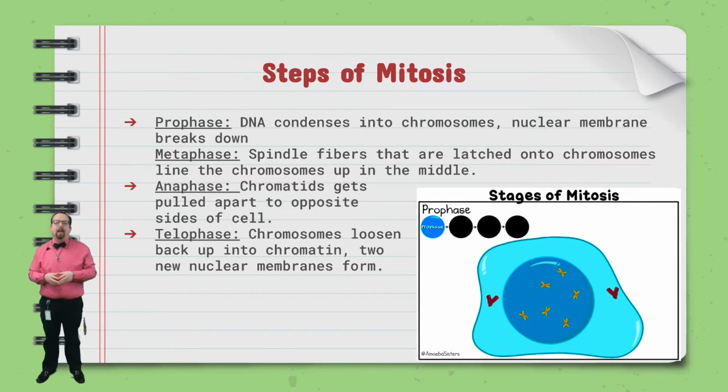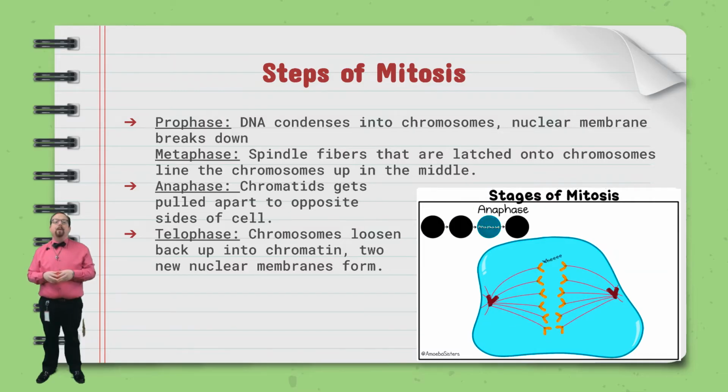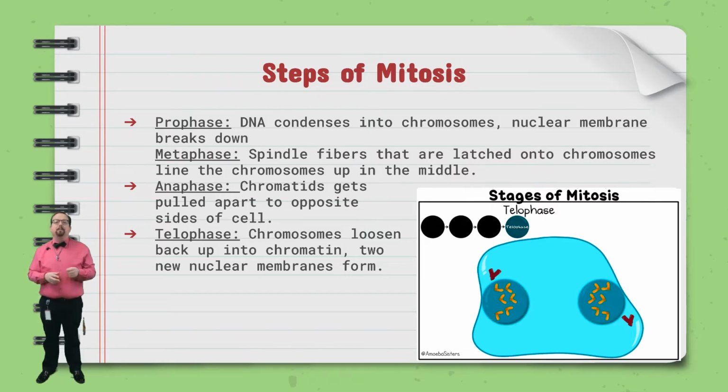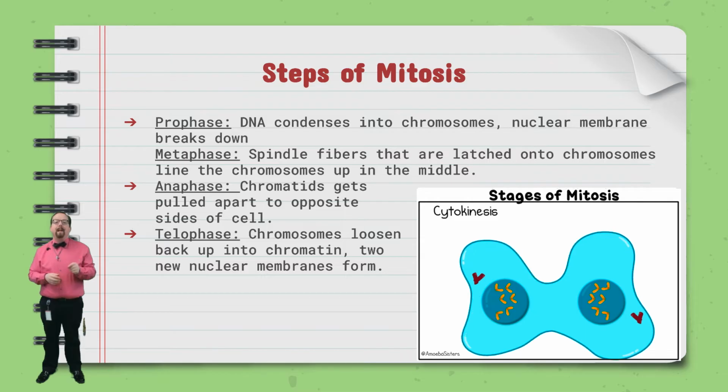These spindle fibers are responsible for moving the DNA where it needs to go over the next few steps. The second step is metaphase. This is where the spindle fibers move the chromosomes so that they line up perfectly just in the middle. You can remember this step by remembering that chromosomes move to the middle during metaphase.